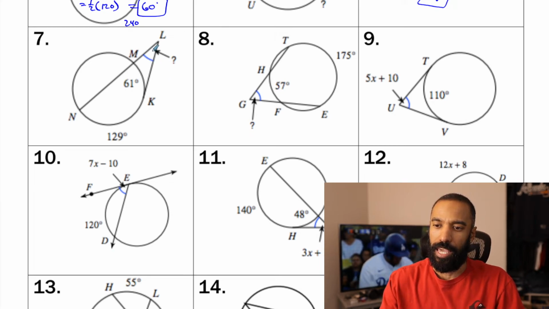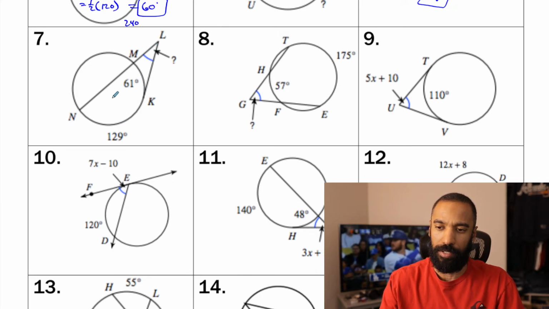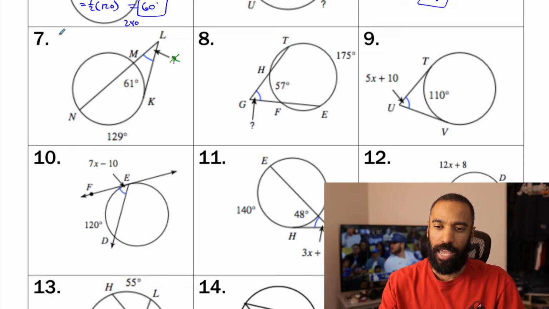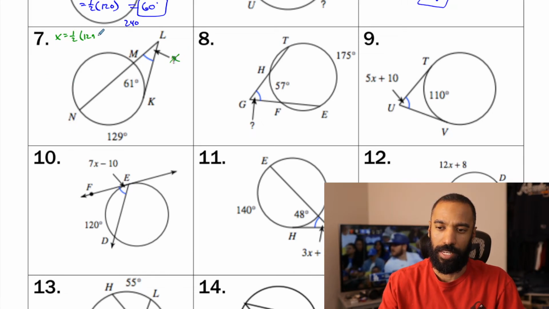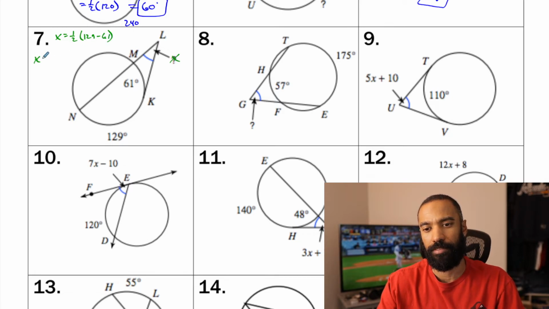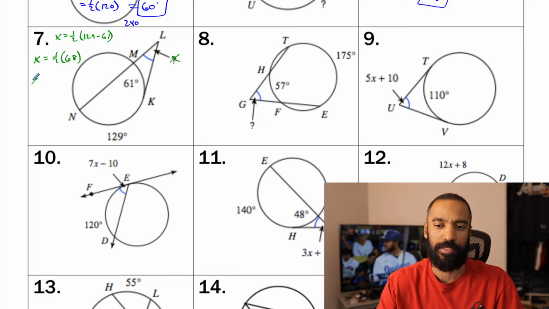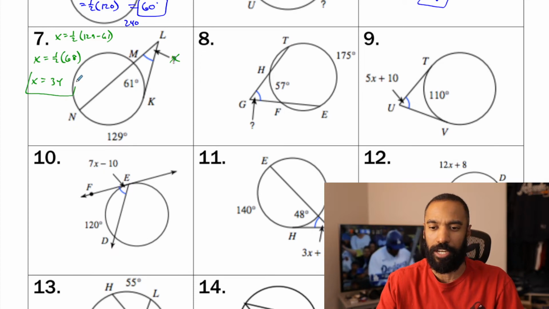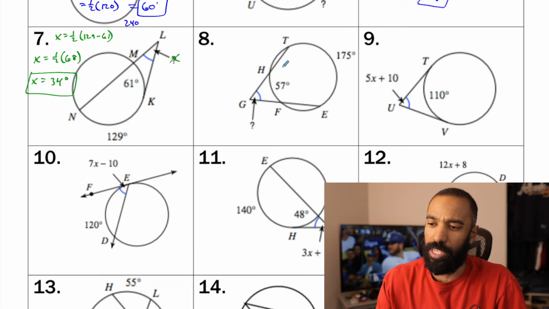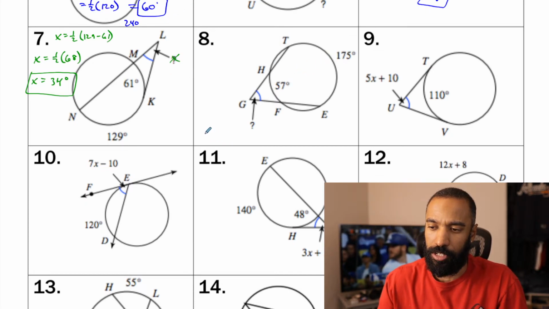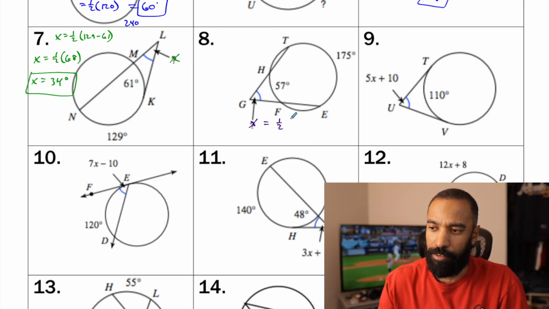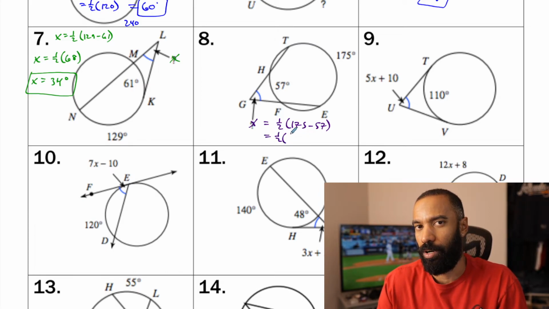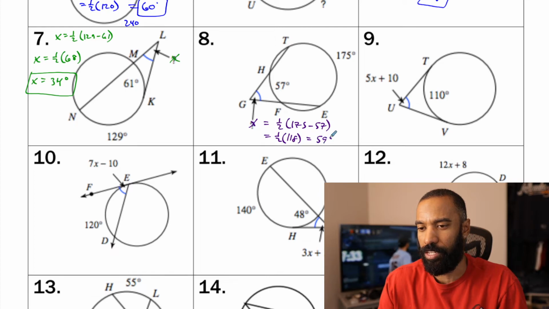Number 7, the angle is half the difference of 129 and 61. So this x here, x is half of 129 minus 61, which is half of 68. I'm really bad at my addition and subtraction math. 34 degrees right there. Number 8, once again, half the difference of the measures there. X is half of 175 minus 57, which is half of 118, which is 59 degrees.